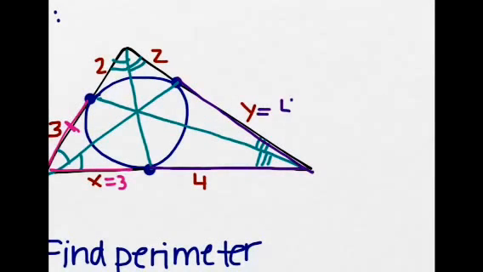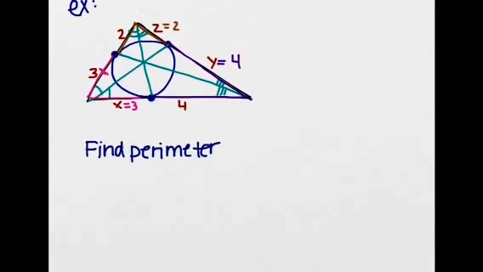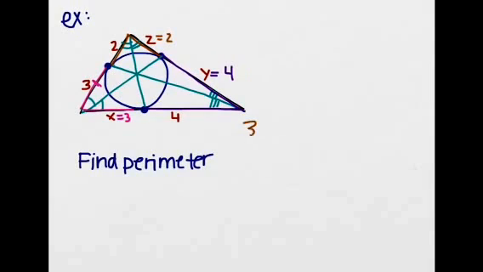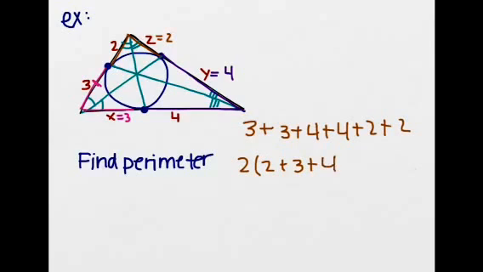So y is equal to 4. And we realize that this length is equal to this length. So z is equal to 2. So the perimeter is just 3 plus 3 plus 4 plus 4 plus 2 plus 2, or in other words, 2 times (2 plus 3 plus 4), which is equal to 2 times 9, which is equal to 18.